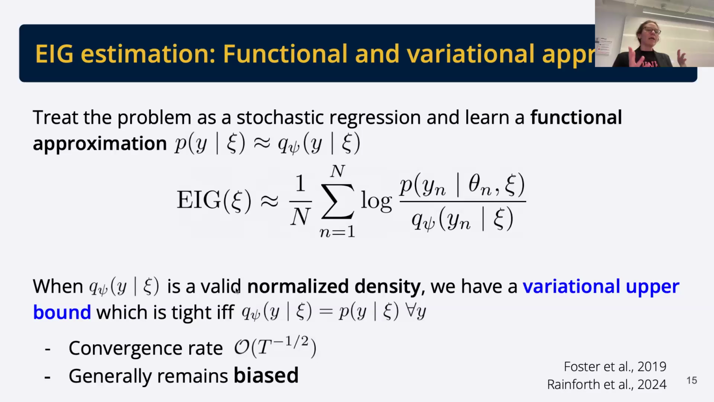Now, the cool thing is, if we parameterize our functional approximation as a valid normalized density, what we end up with is a variational upper bound on the EIG, which is tight if and only if this approximation actually recovers the true marginal, right? This gives us the usual Monte Carlo convergence rate of one over square root T, but generally it remains biased, right? So unless we actually recover the true marginal, there is no guarantee, regardless of how many samples we draw, that it will converge to the true expected information gain, to the true mutual information.